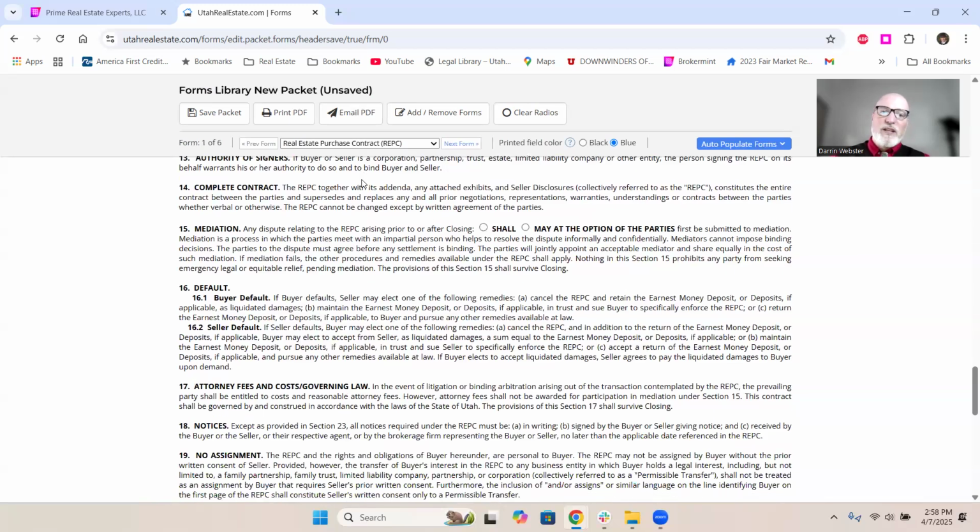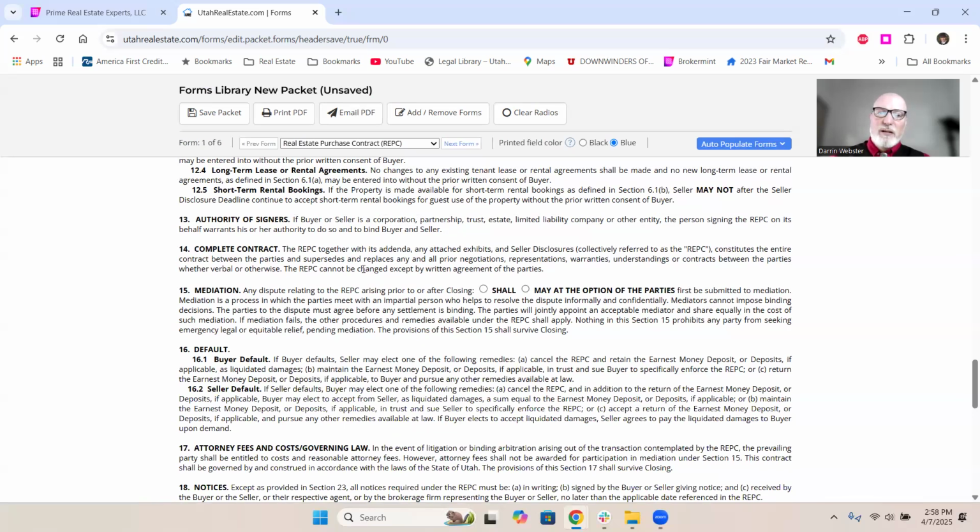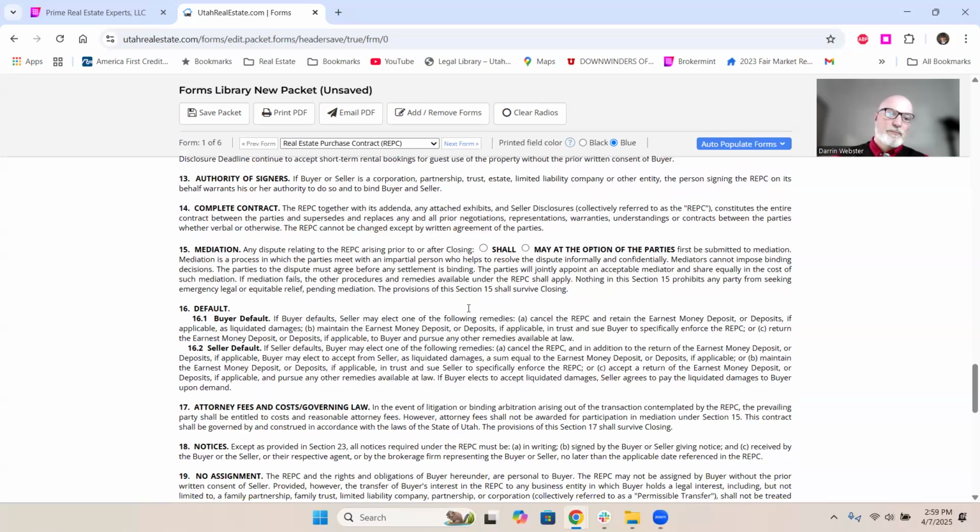Okay, authority of signers, everybody has permission to sign it. This is the complete contract. There's nothing outside of this contract. There are no sidebar agreements. There's no, hey, my guy said he would. If it's not in writing in real estate, it doesn't exist. There's no such thing as a verbal agreement. Mediation shall or may. If there's a disagreement over the terms of the contract, are you going to obligate to go to mediation first or make it optional?